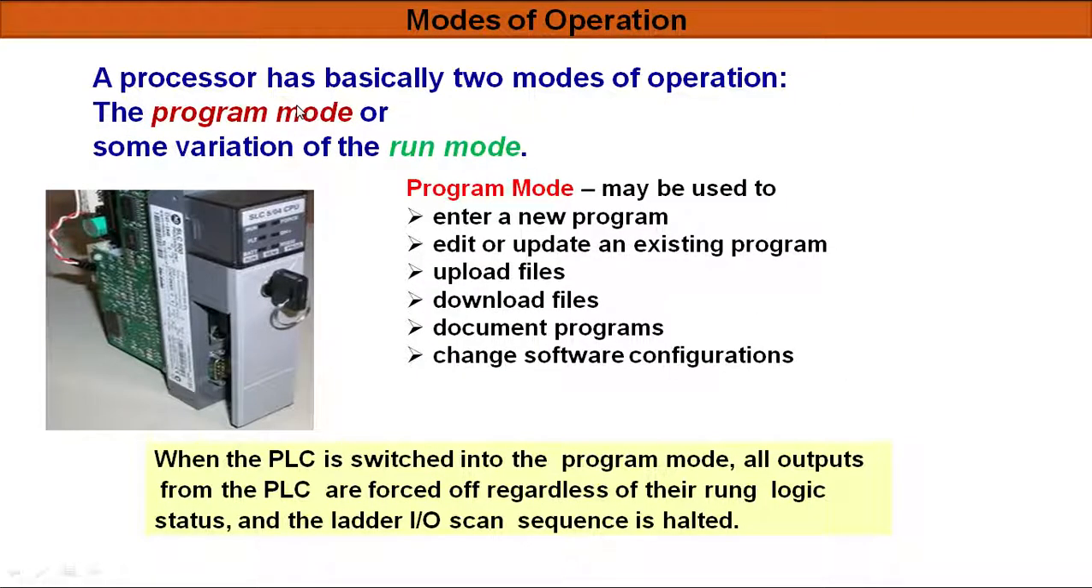Modes of operation. A processor has basically two modes of operation, program mode or some variation of the run mode. Program mode may be used to enter a new program, edit or update an existing program, upload files, download files, document the program, or change software. When the PLC is switched into program mode, all outputs from the PLC are forced off regardless of the logic state of the ladder. So we are in program mode or a variation of run mode.